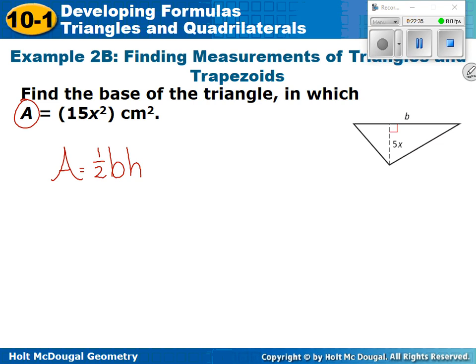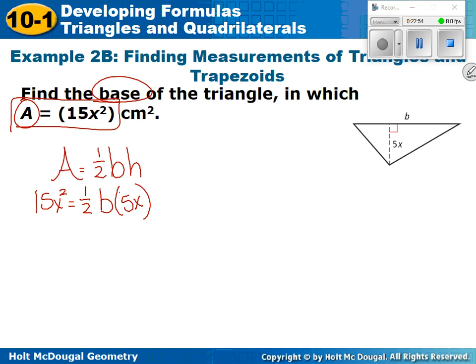All right, plug in what you know, look for what you don't know. We're trying to find the base, and we know the area. So in for A goes 15x squared equals 1/2. We don't know the base. What's the height? 5x. Okay, at this point, it's can you do the algebra to get b by itself? What would you guys like to do to try to start getting b all alone? I would divide by 5x also. I think that's probably the easiest.